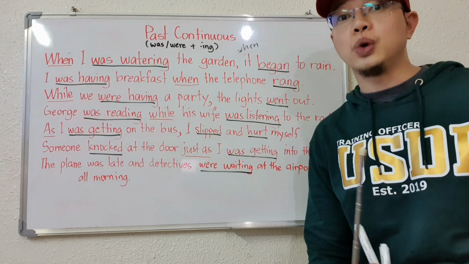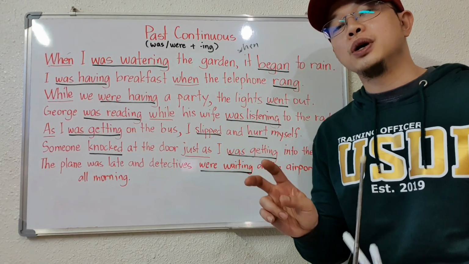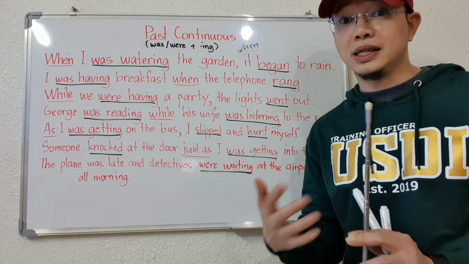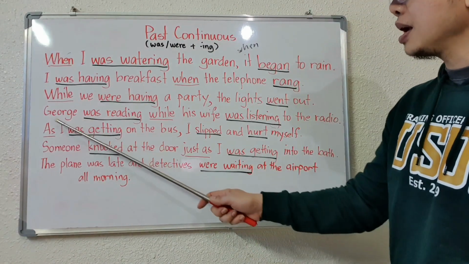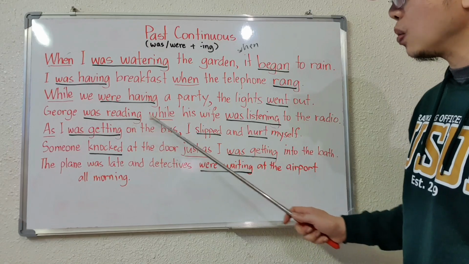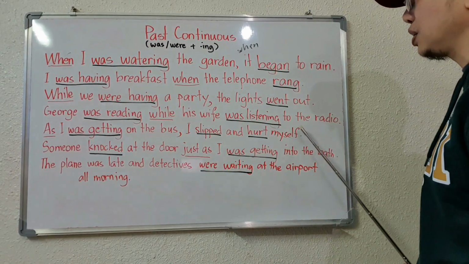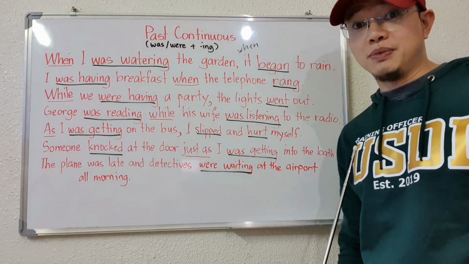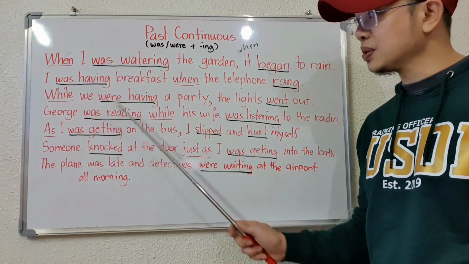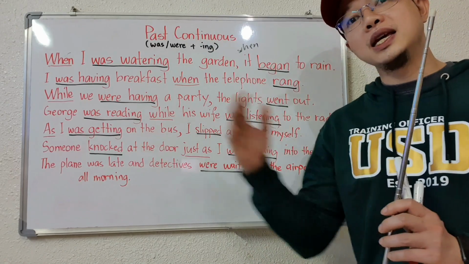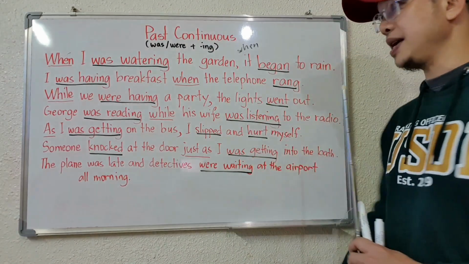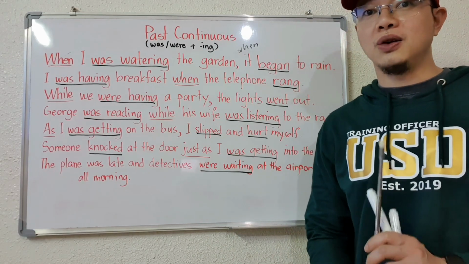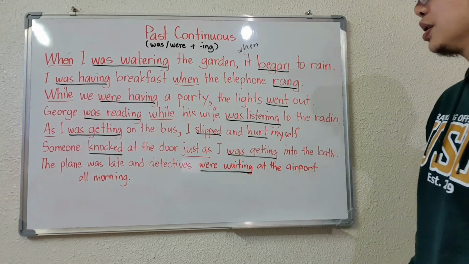Another use of while is that it can also express actions that were happening at the same time. For example, this one: George was reading while his wife was listening to the radio. Both actions were happening at the same time. That's another use of the conjunction while.